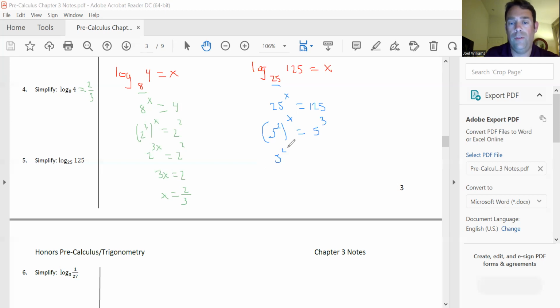So I have an exponent raised to an exponent. So I'm going to multiply: 5 to the 2x equals 5 to the 3. Now they have the same base. I can get rid of the bases and set the exponents equal to each other. So 2x equals 3, x equals 3/2.